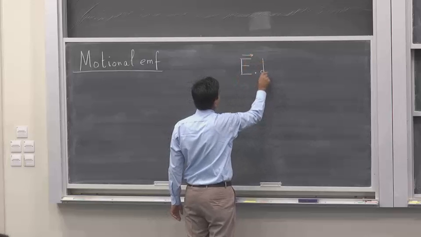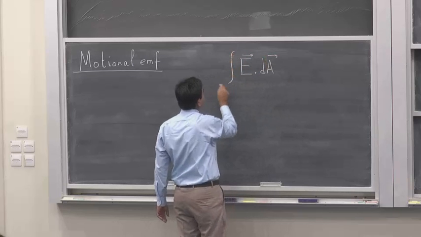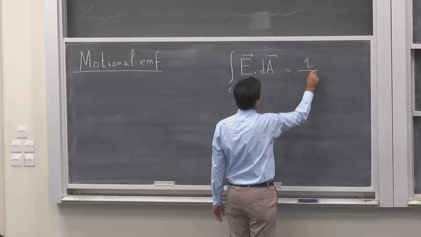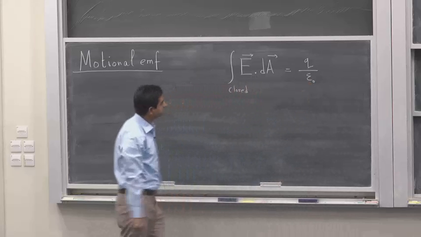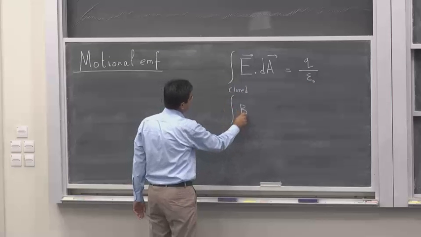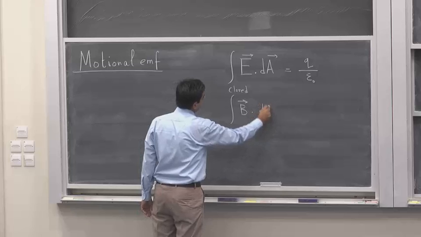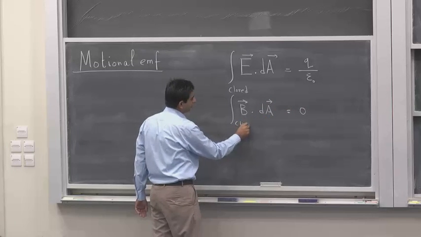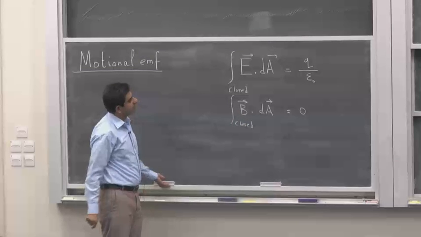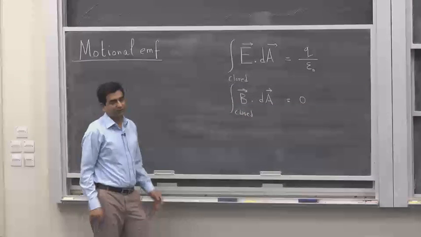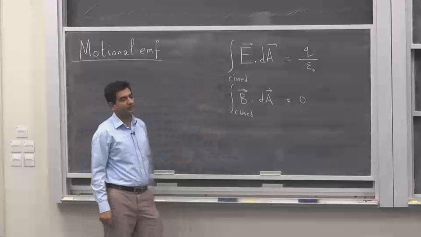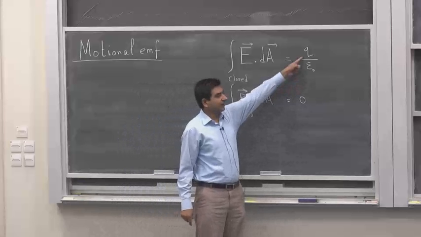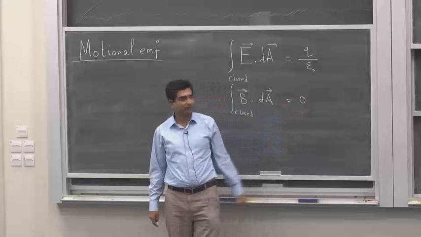E dotted with dA integrated over a closed area equals the charge enclosed divided by epsilon naught. We have the Gauss's law for magnetism. B dotted with dA equals 0, where you take this integral over a closed surface area. So these are the Gauss's laws for electricity and for magnetism. And look at the symmetry. You replace E with a B here. You have electric charges, but you don't have magnetic monopoles, so you put a 0 here.